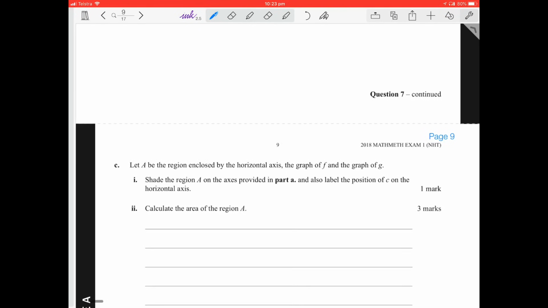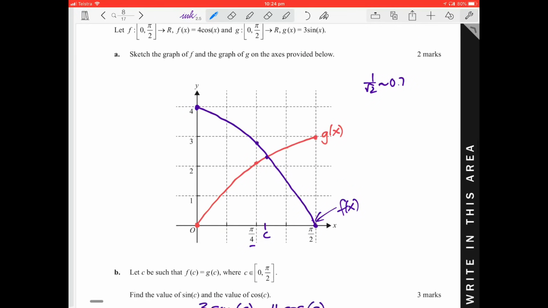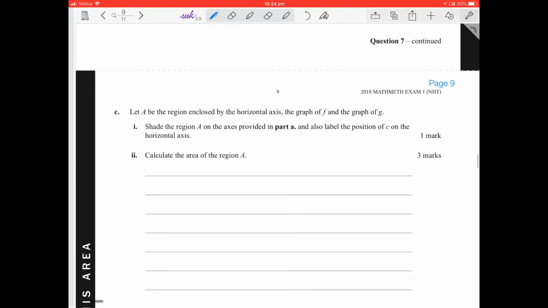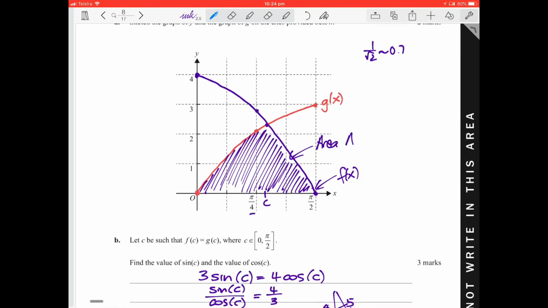Let A be the region enclosed by the horizontal axis, the graph of f, and the graph of g. Shade the region A on the axis provided in part A and also label the position of C on the horizontal axis. I already did the position of C. So this region in here, that's nice for a freebie mark. So that is the region A.